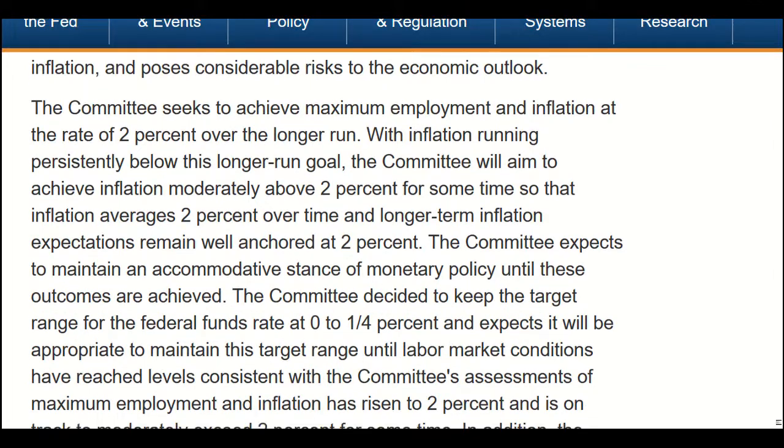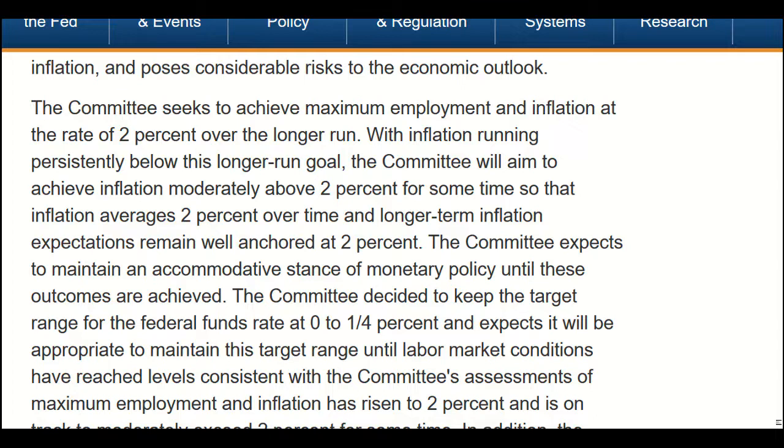Come down here, this is what we want to look at. And this is a great way to review some of the material that's in this video. So here it says the committee seeks to achieve maximum employment and inflation at the 2% rate over the longer run, with inflation running persistently below its longer run goal, the committee will aim to achieve inflation moderately above 2% for some time, so that inflation averages 2% over time, and longer term inflation expectations remain well anchored at 2%.